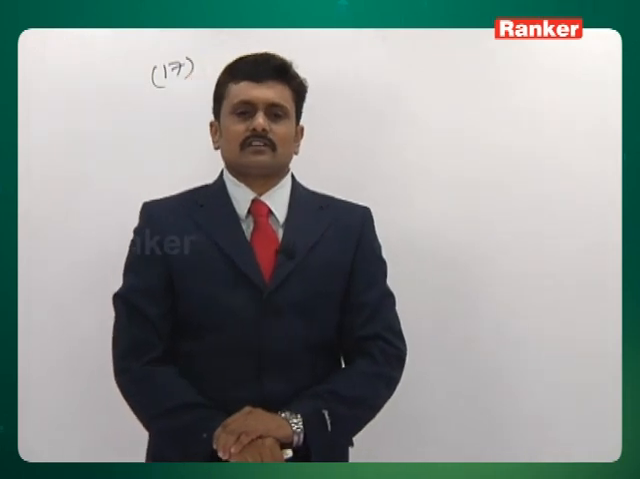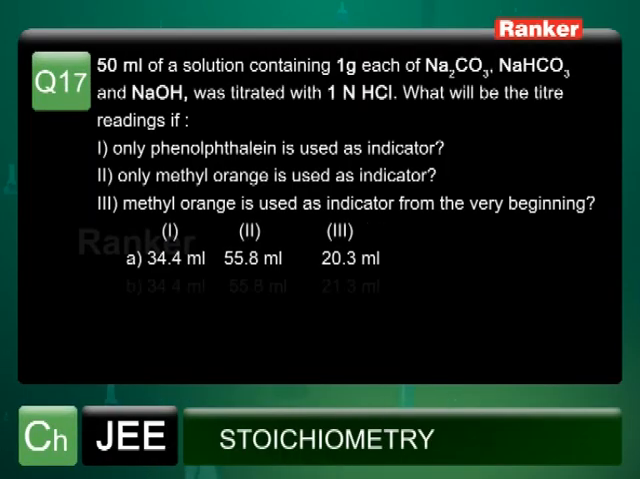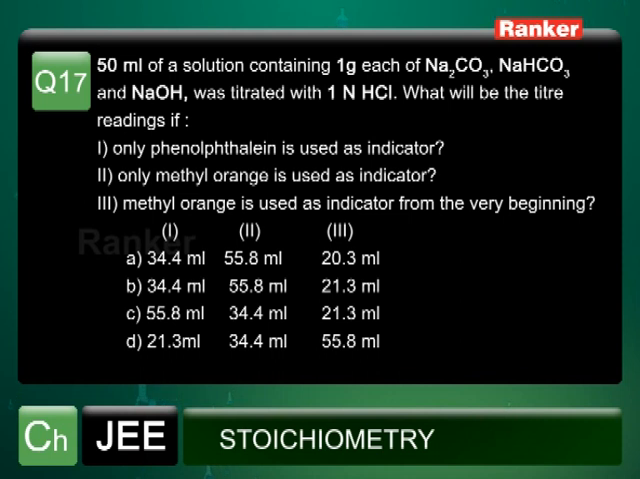The next question is again on double titration. We have 50 ml of a solution containing 1 gram each of sodium hydroxide, sodium bicarbonate and sodium carbonate, and it was titrated with 1 normal HCl. You have been asked to find the titer readings, I mean to say the volume of HCl in each case. In the first case we have used only phenolphthalein as the indicator. In the second one we have used only methyl orange as the indicator. In the third one we have taken methyl orange as well as phenolphthalein, but methyl orange was added after the phenolphthalein end point.